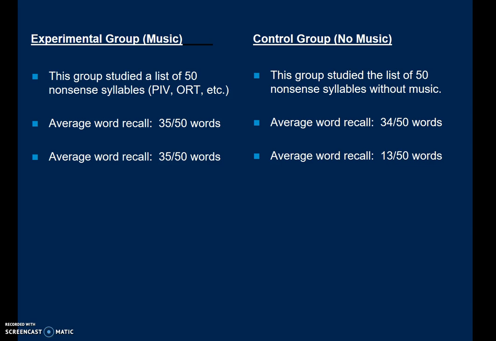Let's ignore those results though. And let's say the results for the experimental group was an average of 12 out of 50 words recalled, and the results for the control group was 38 out of 50. Well, now we see the control group performed much better than the experimental group. If those were the results, then we conclude that music actually has a negative effect on memory because the control group performed better and they were listening to no music.